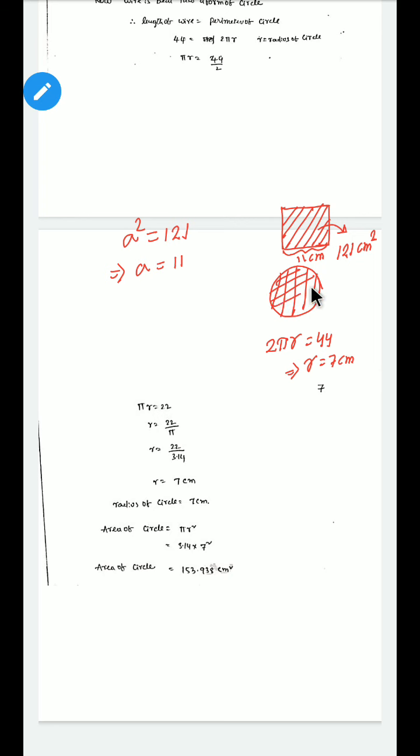Now you have to find out the area of this circle. You know the formula for the area of a circle: that is pi r square. So pi is 22 by 7 and r square is 7 into 7. Multiply it. 7 will be cancelled out, and if you multiply them, you will get 154 centimeter square. So this way you have to do the rest of the problems. Thank you everyone.